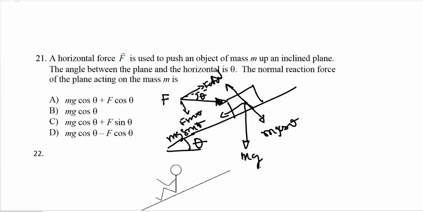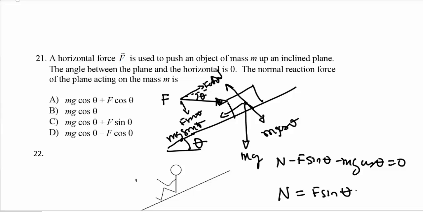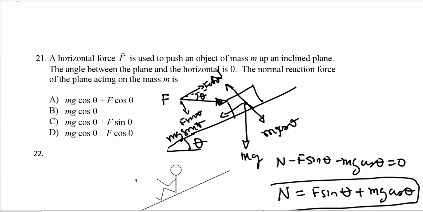Sorry. Thank you. It's going to be N minus F sine theta minus mg cosine theta equal to 0, which means that N is equal to F sine theta plus mg cosine theta. This is the value for N, and our answer should be C.